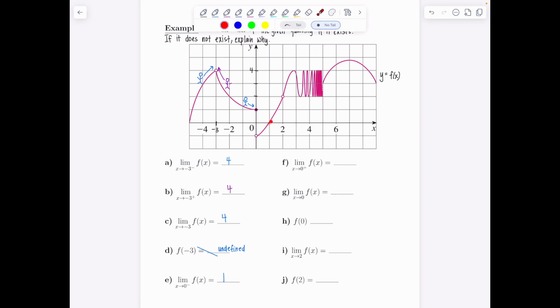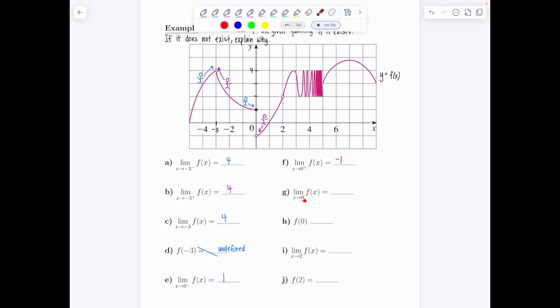What's the limit as x approaches 0 from the right? So this is from the right of 0. You're walking on the graph on this side. The limit is going to be the y value you're approaching. Where are you going? You're going to y equals, or f of x equals -1. That's where you're heading.